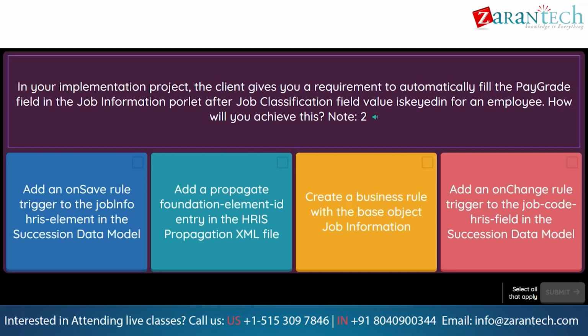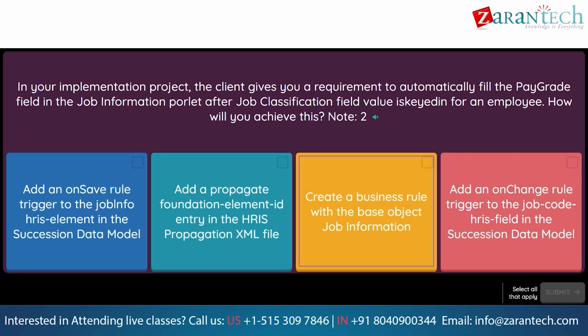Question: In your implementation project, the client gives you a requirement to automatically fill the pay grade field in the job information portlet after the job classification field value is keyed for an employee. How will you achieve this? Option 1: add an on-save rule trigger to the job info element in the succession data model. Option 2: add a propagate foundation element ID entry in the HRIS propagation XML file. Option 3: create a business rule with the base object job information. Option 4: add an on-change rule trigger to the job code field in the succession data model.